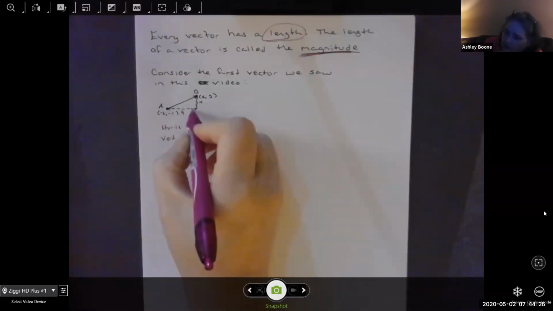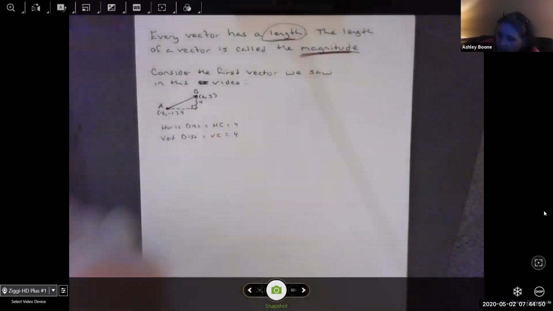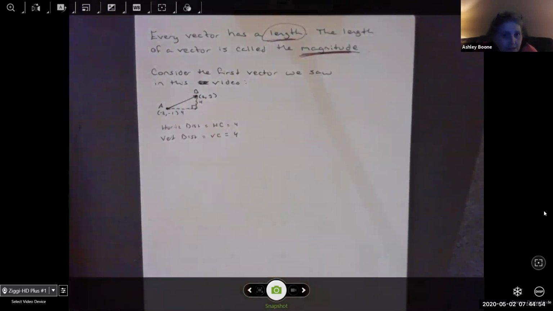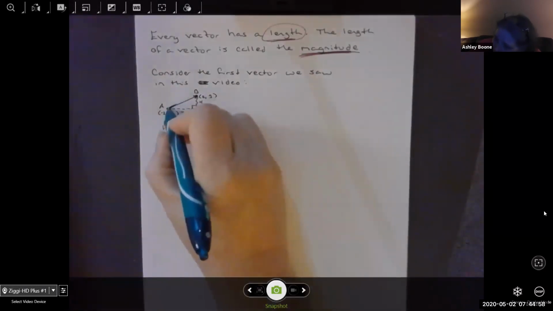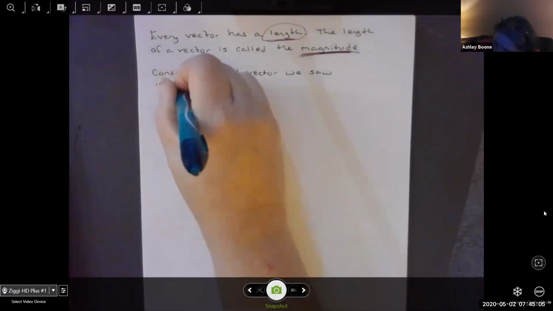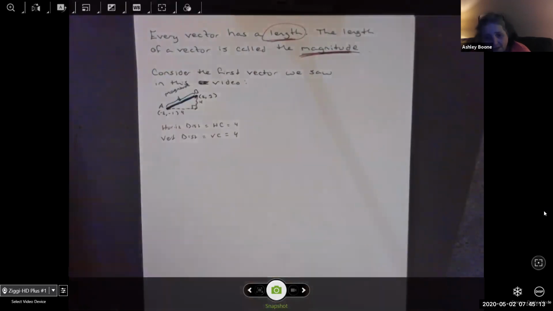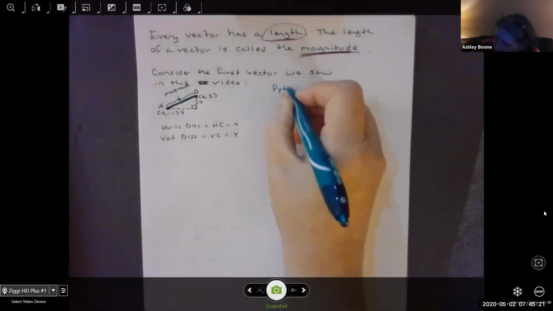Notice when I sketched in my horizontal distance and my vertical distance, what happened with this diagram? I ended up with a right triangle. Now, we've dealt with right triangles a lot in trig, and in a lot of situations. We're looking for the length or the magnitude of this directed line segment, of this vector. That is this side right here. This length is the magnitude of that vector. We want to find that length. We're wanting to find the hypotenuse of a right triangle. How did we do it? Pythagorean theorem.